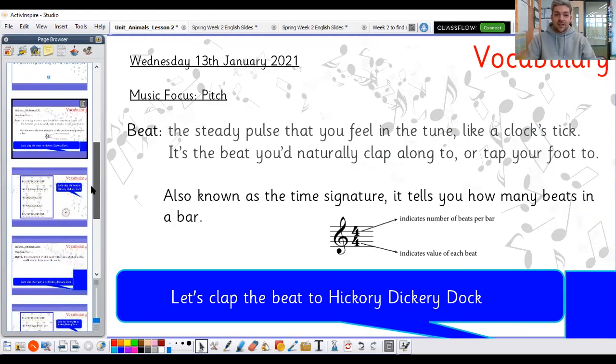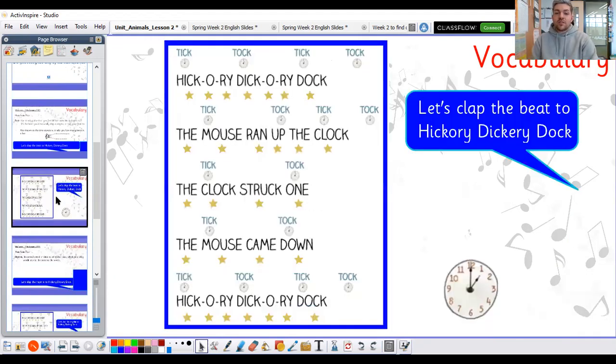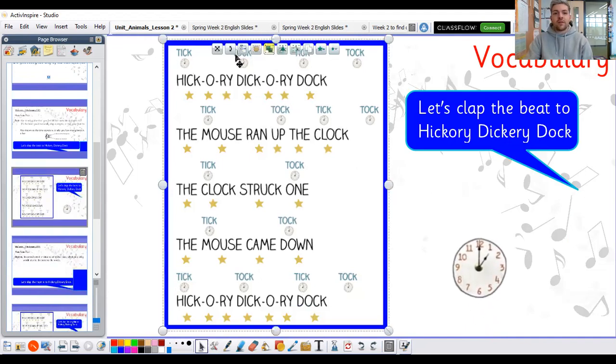It's also known as the time signature, so it tells you how many beats are in a bar if you are reading the music. Now, just to practice the beat, we are going to have a little go at clapping the beat to Hickory Dickory Dock, the nursery rhyme, okay? And you are looking for, can you see this clock here? You're going to be clapping your hands, okay, each time we get to a clock, because that way we will be clapping the beat to this song. Okay, so do that with me now. Hands at the ready. Here we go.